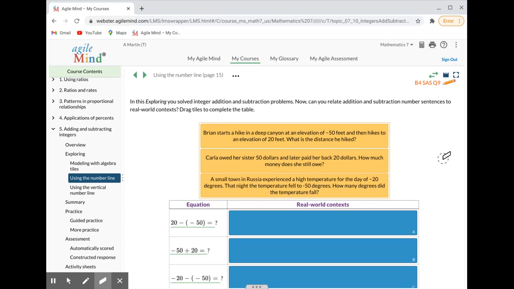It says, Brian starts a hike in a deep canyon at an elevation of negative 50 feet. Okay, so he's 50 feet below. And then he hikes to an elevation of 20 feet above zero. So what is that distance? If you're 50 feet below zero and then you hiked 20 feet above zero, how far is that, Devin? -30. Ooh, I don't know. Do y'all think so?